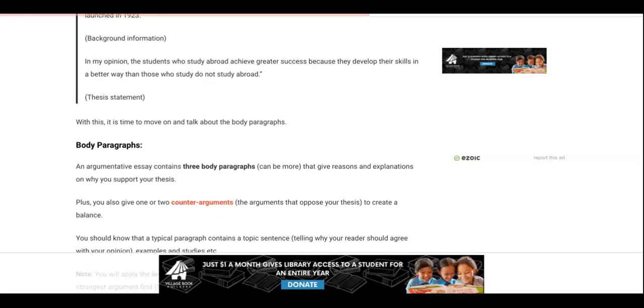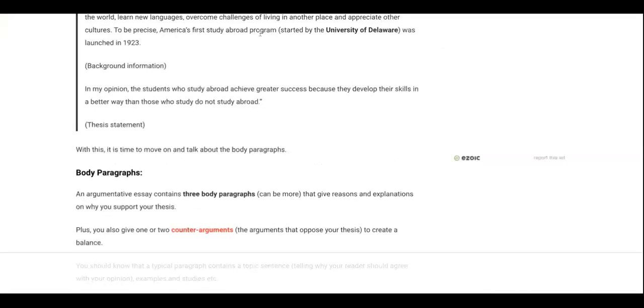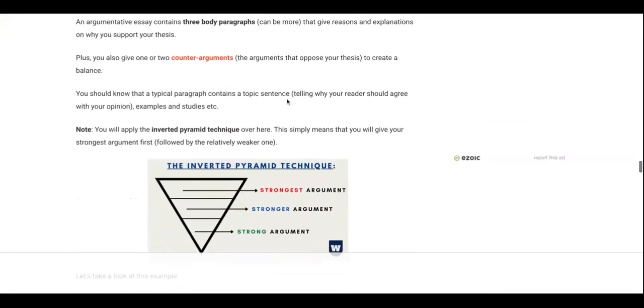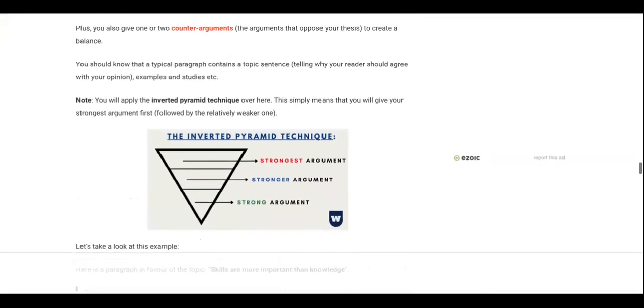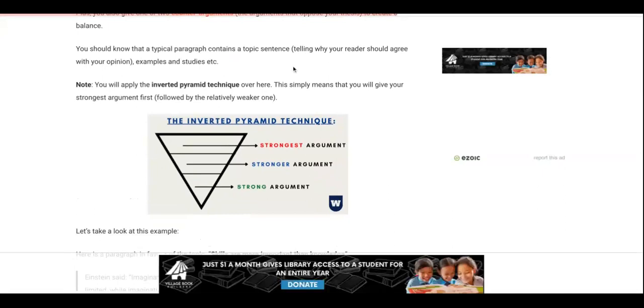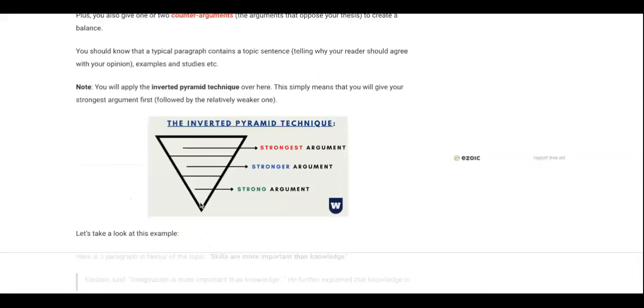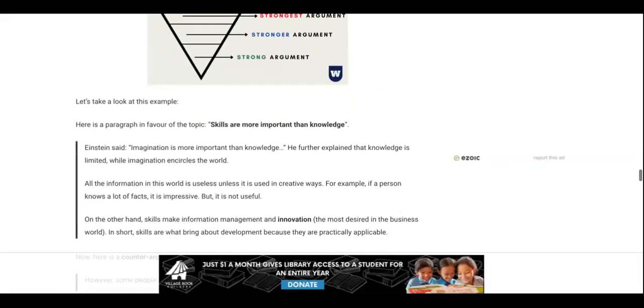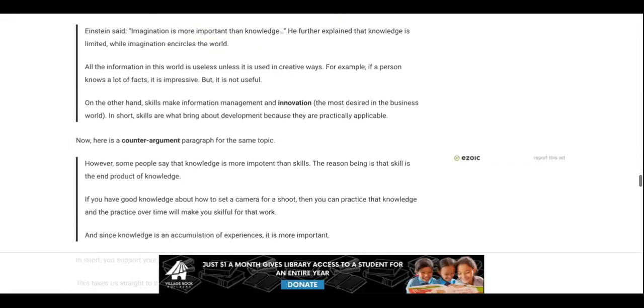So again, you have three body paragraphs, or one or two counter arguments that are basically against your topic. And then they're saying you should also have a typical paragraph that contains a topic sentence. So you need to remember your topic sentence format for a paragraph. They're also talking about an inverted pyramid technique. This is something I'll explain to you when I'm writing it.